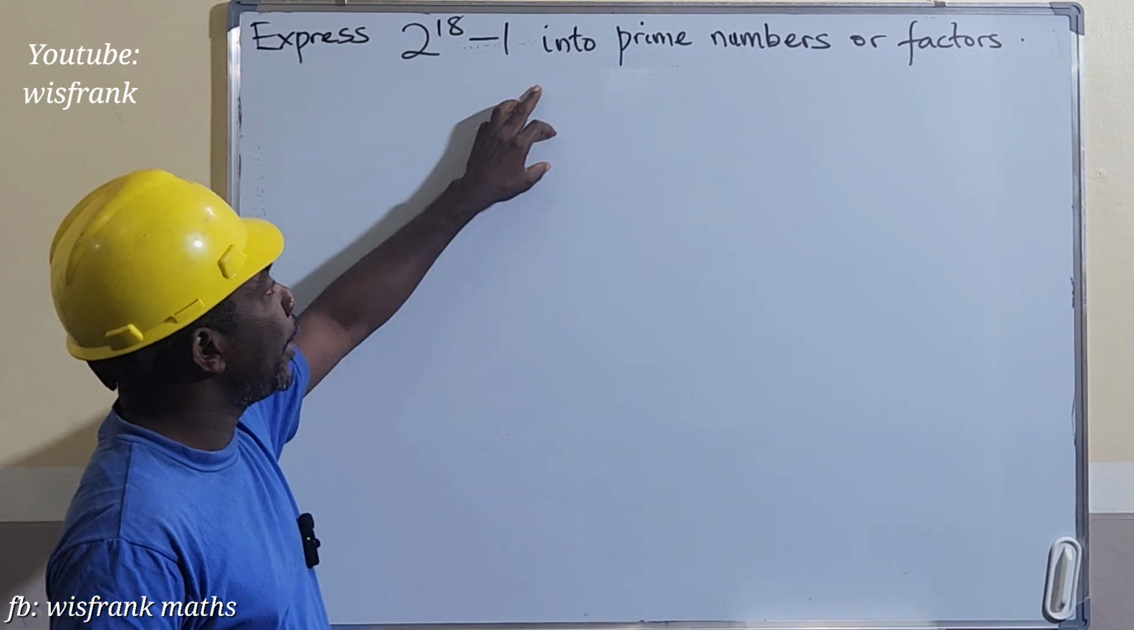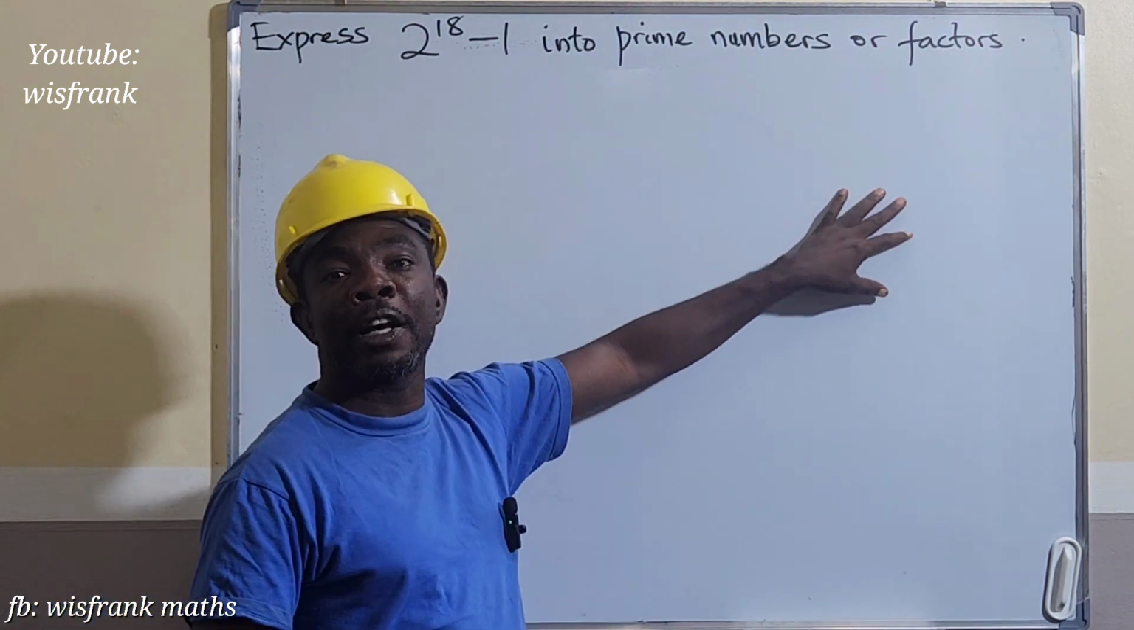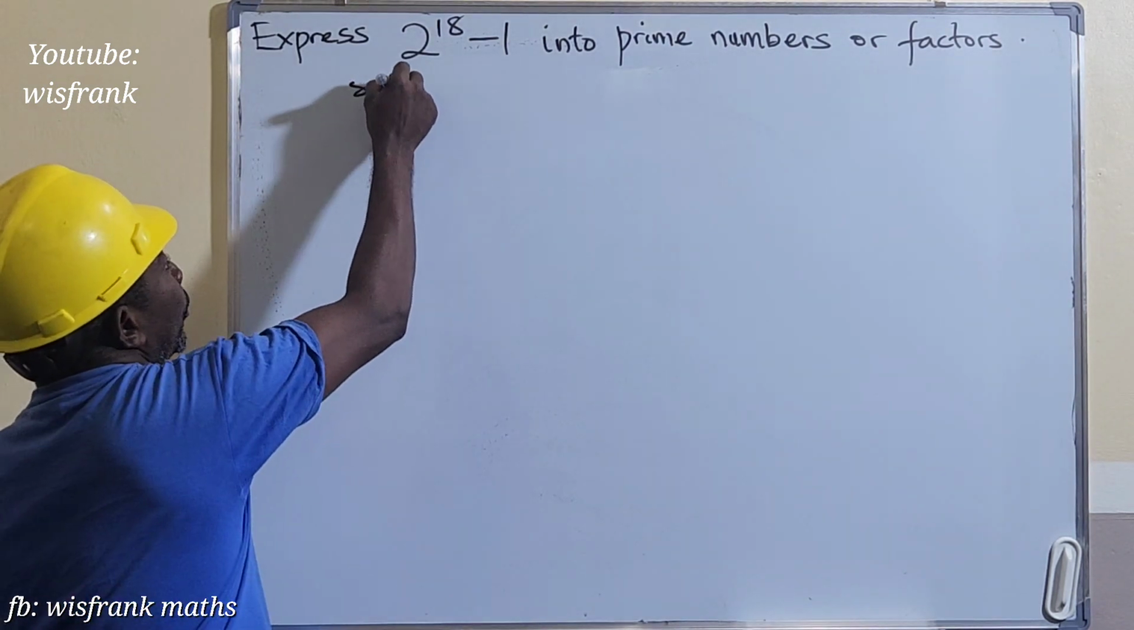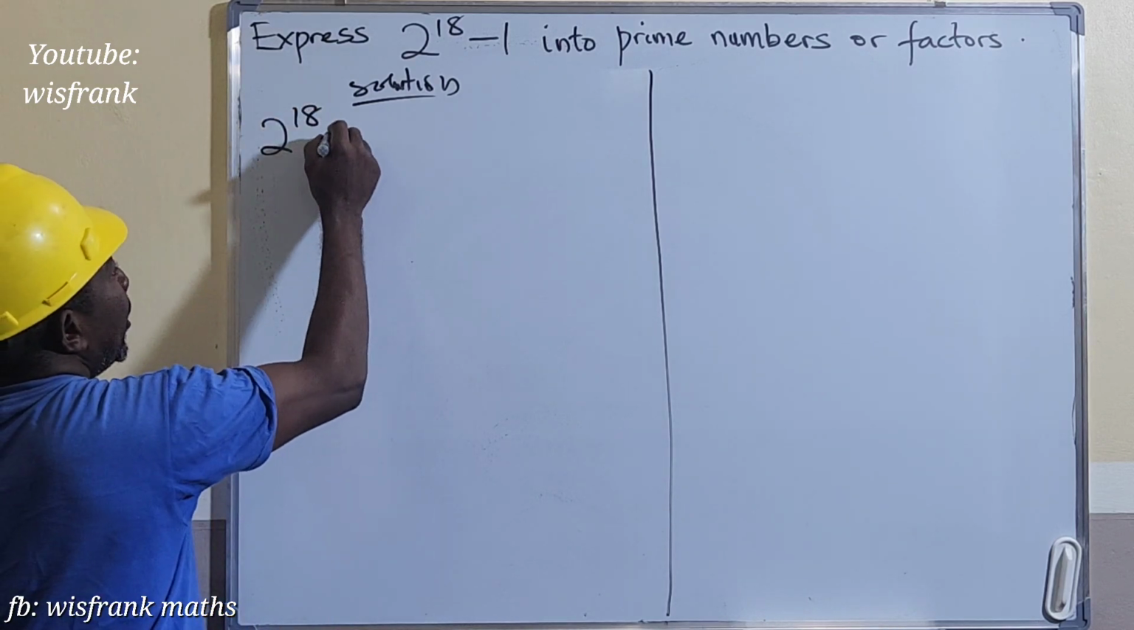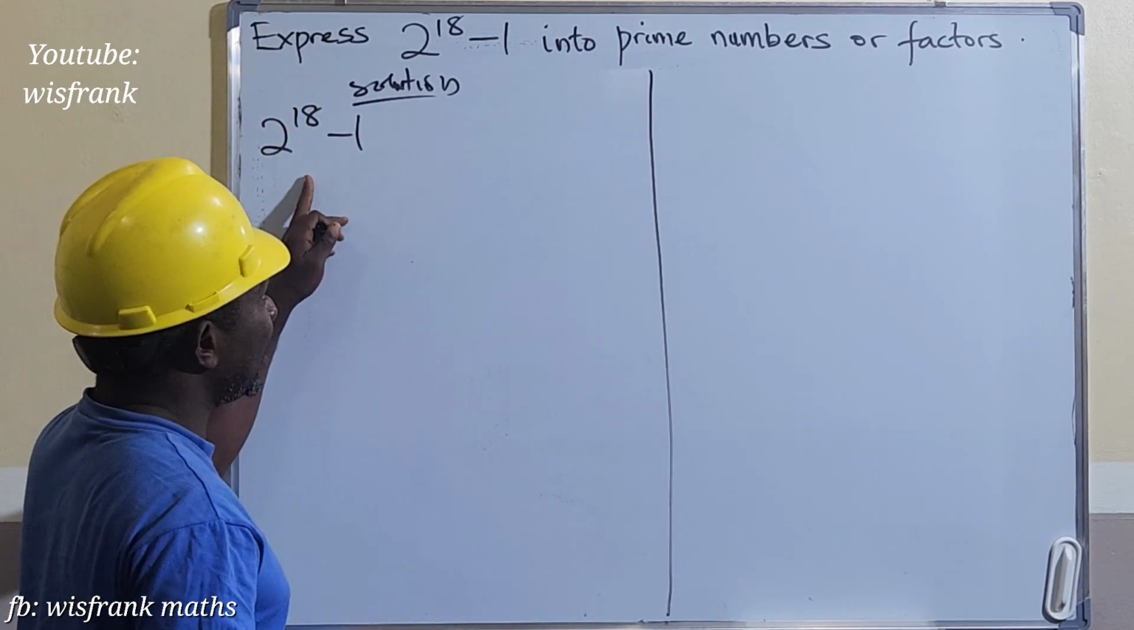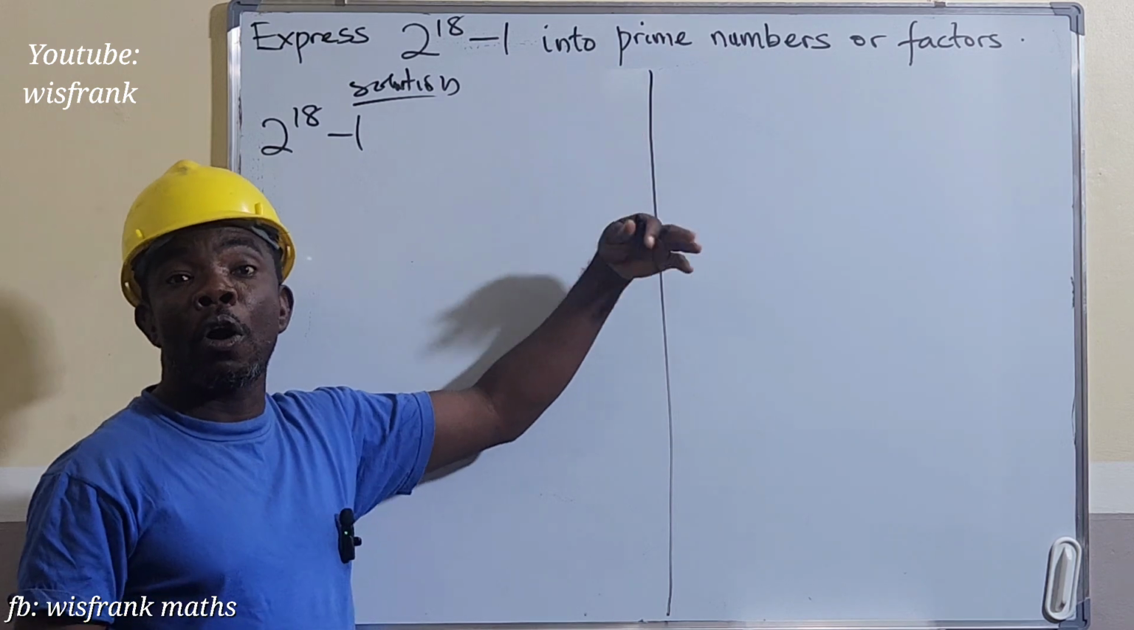Today we are looking at this question and it says express 2 to the power of 18 minus 1 into prime numbers or factors. So here we have the solution. We are given 2 to the power of 18 minus 1. We have to express this into prime numbers or factors.